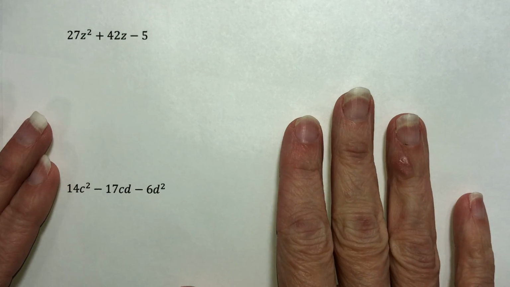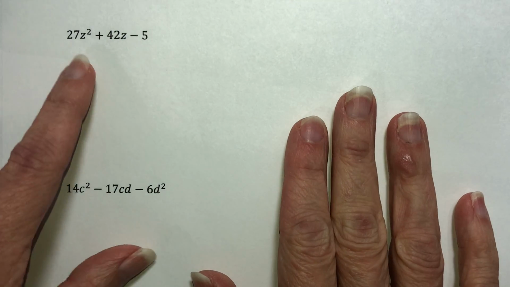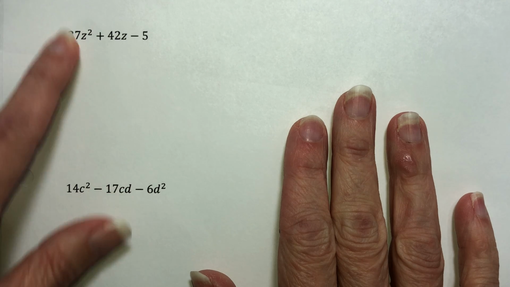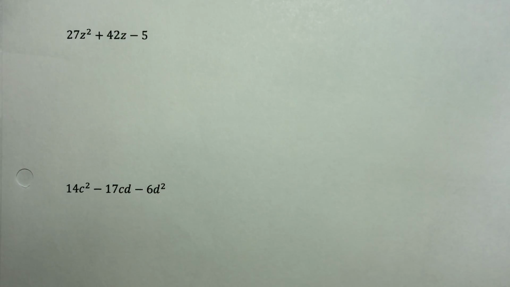This is part 2 of section 6.2. We have been factoring trinomials. We've been talking so far about ones that had a 1 in front of our square term, not another number. But now we need to talk about what to do if there is a number in front.